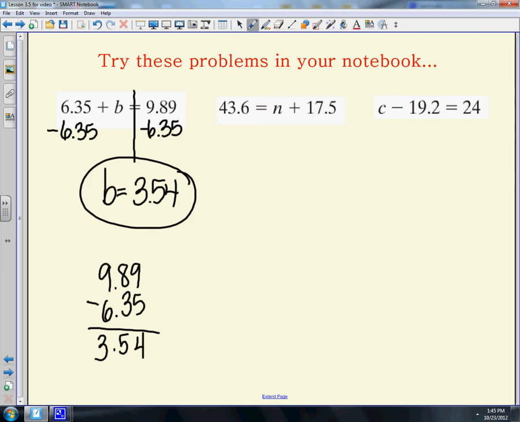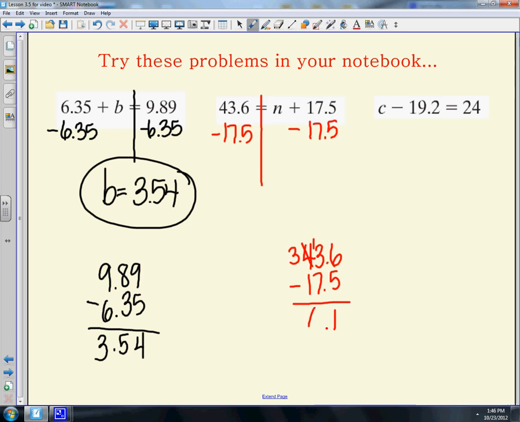So this next one, I am going to subtract 17.5 from both sides. So 43.6 minus 17.5. 6 minus 5 is 1. I bring my decimal point down. This becomes 13. This becomes 3. 13 minus 7 is 6. And then 3 minus 1 is 2. So I have n equals 26.1.